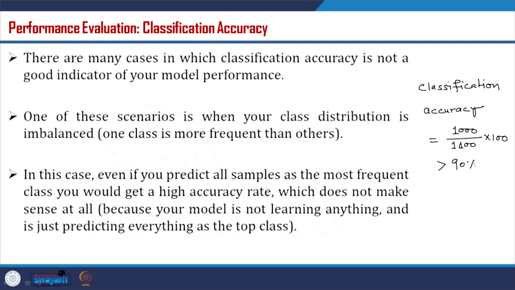Okay. So, even though I am not getting good performance, everything is classified into the negative class, still this classification accuracy is greater than 90%. So, hence classification accuracy is not a good criterion when your class distribution is imbalanced. So, what is the solution? We will learn some more classification metrics.